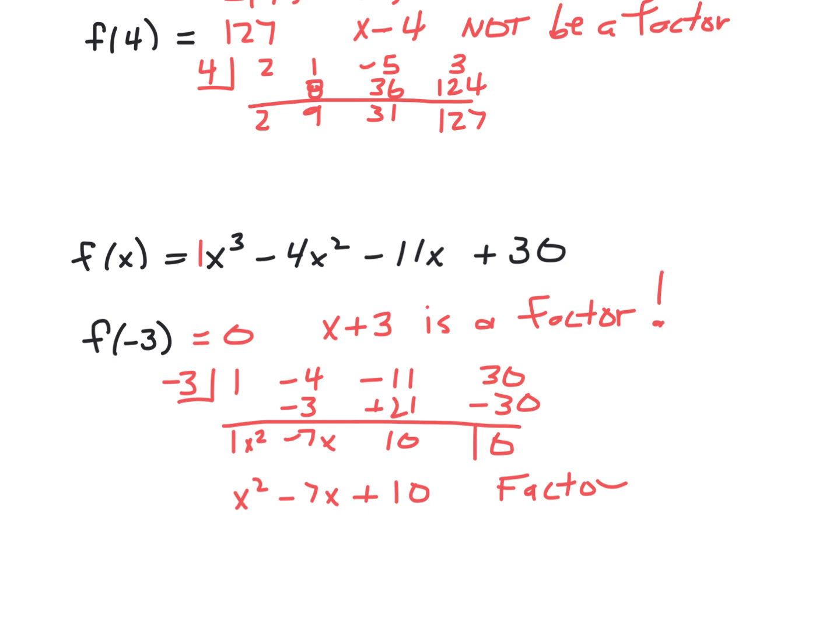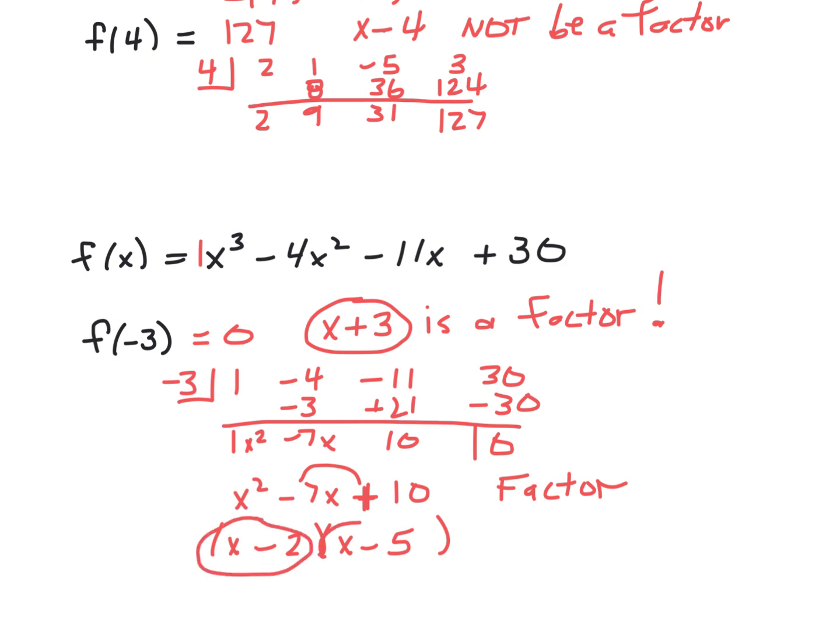And by trial and error or by using the method, I could factor this further. I'd have to have x and x. Looking at factors of 10 here, this positive sign tells me that both have to be negative, and 2 and 5 would work. And so therefore, x plus 3 is a factor, as well as x minus 2, and as well as x minus 5. And since x minus 2 is a factor, if I would have found f of 2, that would have been 0. And since x minus 5 is a factor, then f of 5 would also be 0.